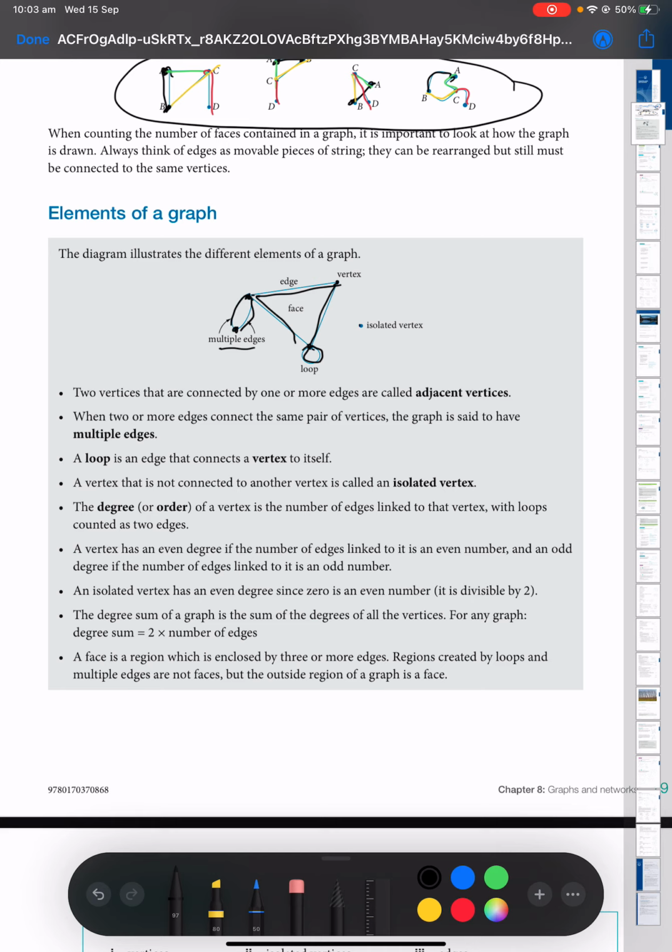The last one is an isolated vertex. So that's basically a vertex that's not connected to any other vertex. Okay.